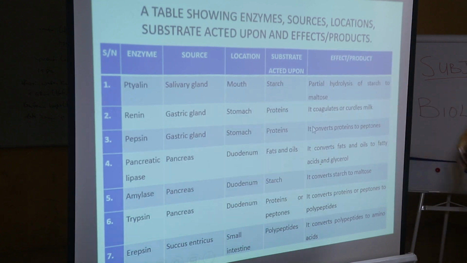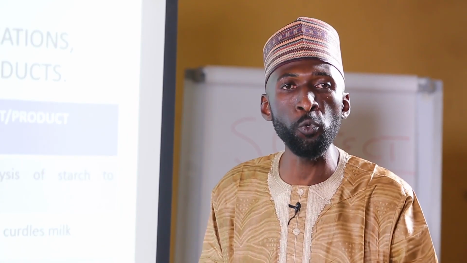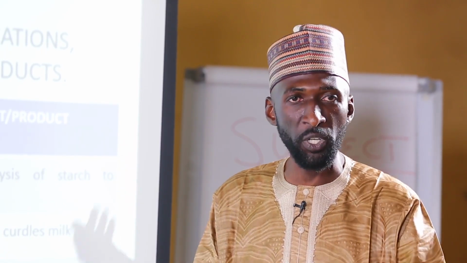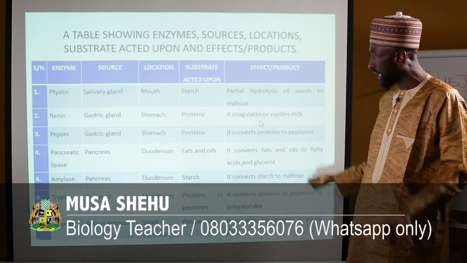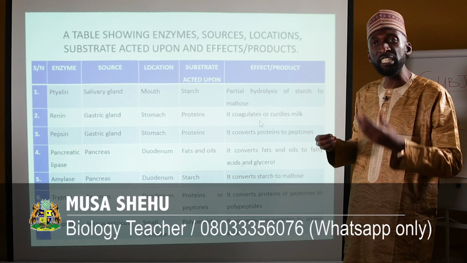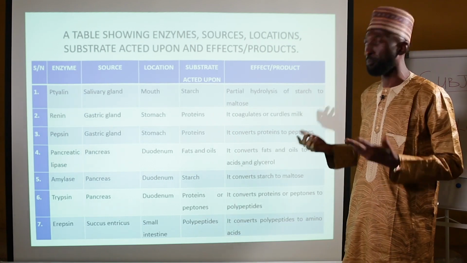What happens when it acts on proteins? It coagulates or curdles milk, meaning to change a liquid into a solid, into a semi-solid. So that is what this particular enzyme does to proteins, particularly milk. It coagulates the milk, meaning that it converts a liquid milk into a semi-solid milk.